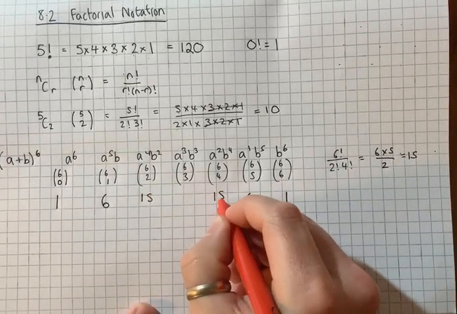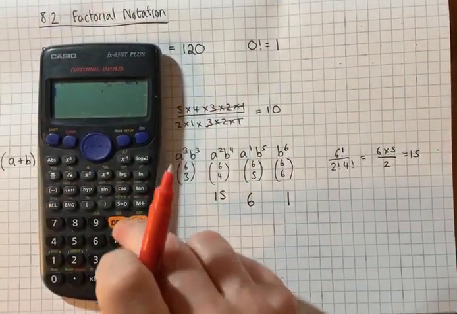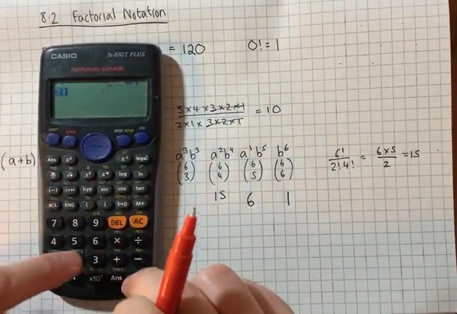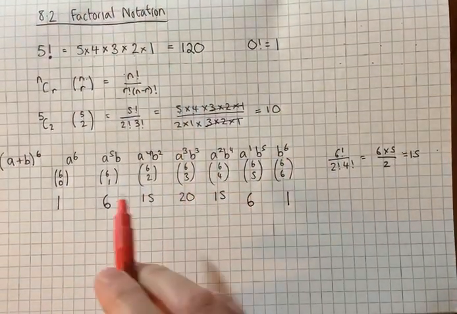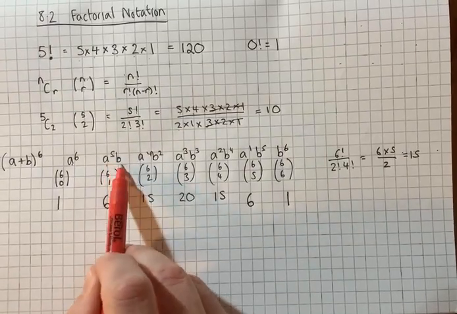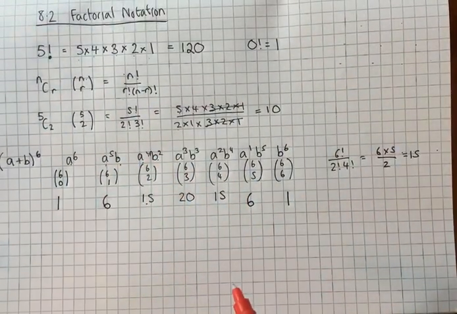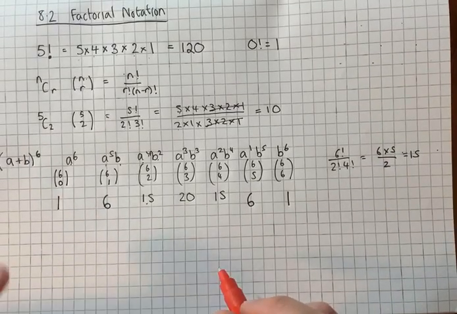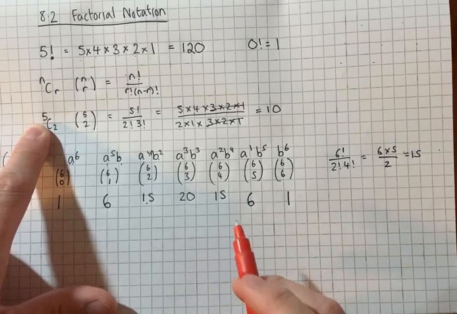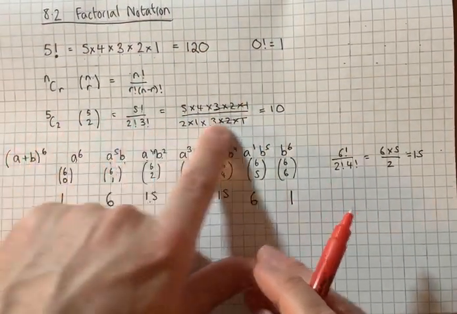15, 15. The middle one, I'll just show you how to do on the calculator again. 6 choose 3 equals 20. So it would be a to the 6, 6a to the 5b, 15a to the 4b squared, and so on. So it's quite handy and quite quick. Example 3 part B was 5 choose 2. So this is example 3 part A. This is example 3 part B.